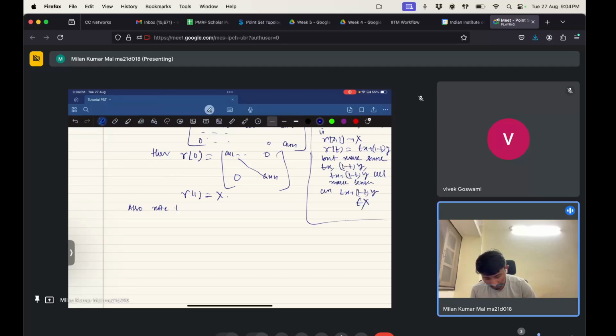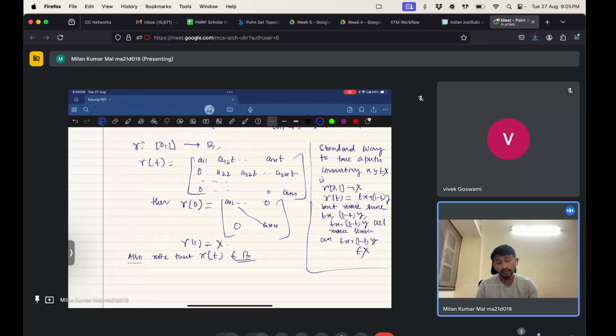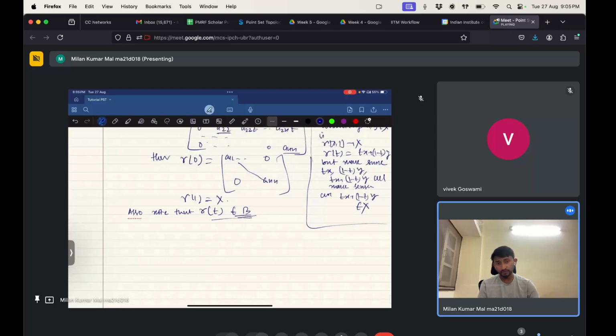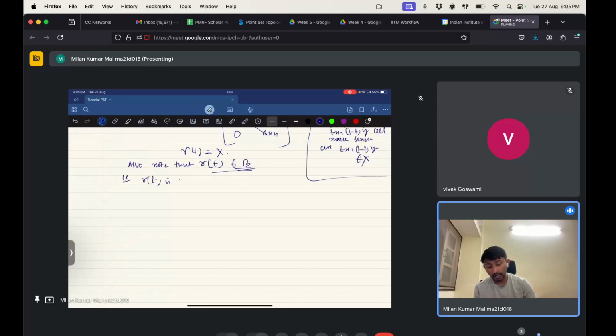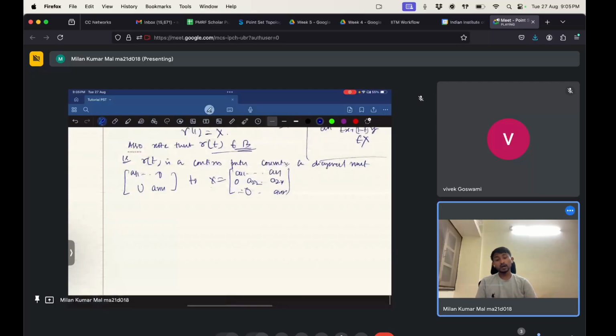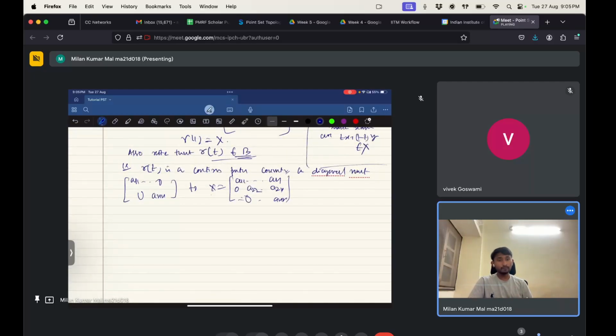Also note that gamma of t is an upper triangular matrix, right? And the way I have defined gamma t, the determinant of gamma t is non-zero, because the determinant of X is non-zero and the determinant of X is the product a1 a2 ... an. So gamma t is in B, which means gamma t is a continuous path connecting the diagonal matrix diag(a11, ..., ann) to the matrix X, which is a11 a1n, 0 a22 a2n, and so on up to ann. So we can always give a path from such a diagonal matrix to the matrix.